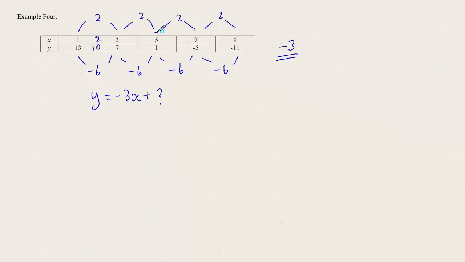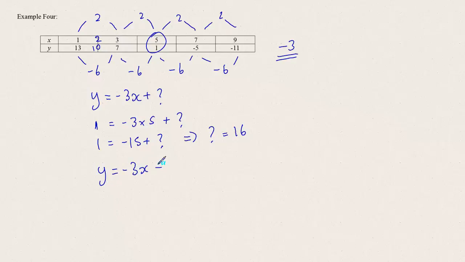But we do exactly the same sort of thing. Choose a value here. So y is 1, x is 5. So 1 is negative 15 plus a question mark, and that means the question mark must be equal to 16. So y is going to be negative 3x plus 16. So just keep an eye on these x differences.